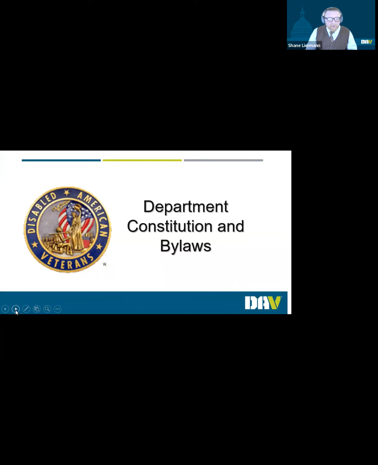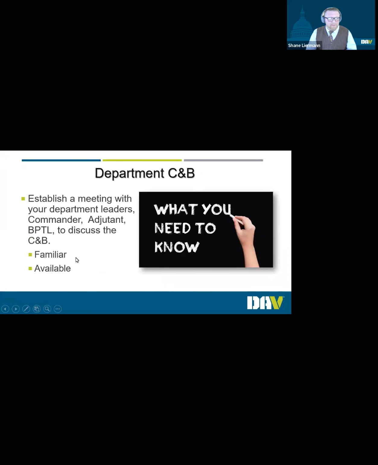So, your department constitution and bylaws. If you want to make sure that you have a very effective department convention, specifically for resolutions to be adopted, you need to make sure you understand your department constitution and bylaws. So we recommend that you establish a meeting with your department leaders, your commander, your adjutant, your BPTL to discuss your department's constitution and bylaws. Make sure you're familiar with them and also have copies available for everybody to understand if there are very specific parts to your department C&B that are in reference specifically to resolutions.